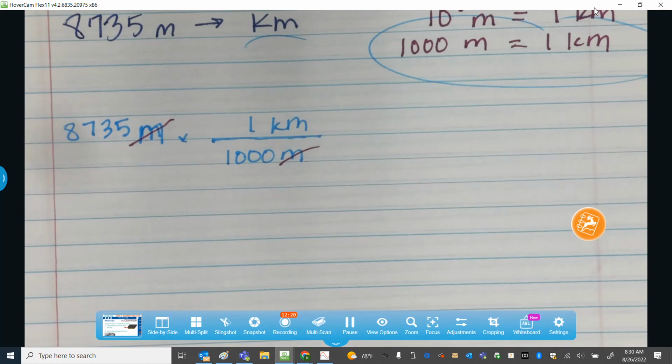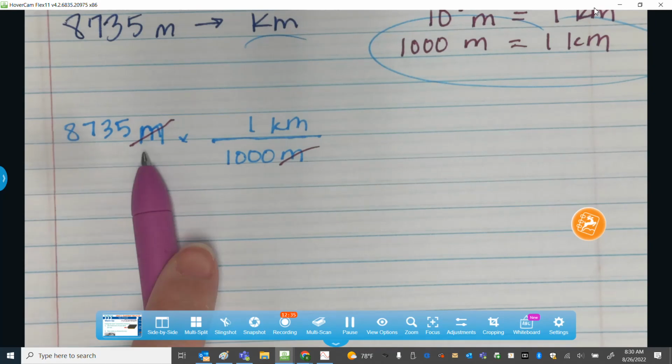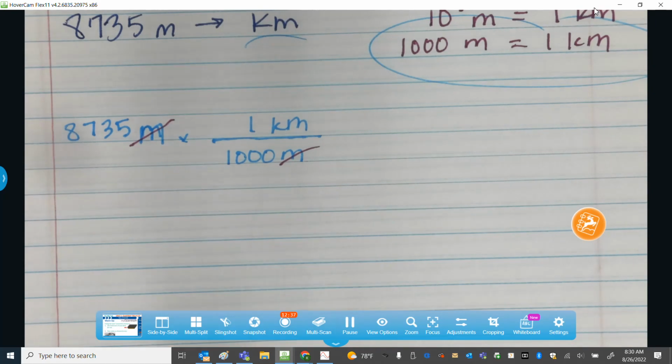And if you looked at this logically, you're like, okay, I have 8,735 meters and I want kilometers. There are 1,000 meters in a kilometer, so I need to divide. And maybe you did that. That's fine. For this one, that's easy enough to do just logically in your head. Sometimes, though, it's not as straightforward. And so if you set it up like this so that it cancels, you'll be good every time.